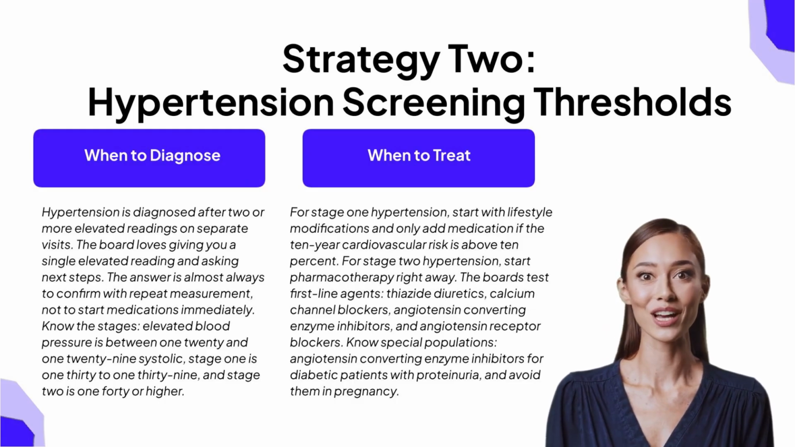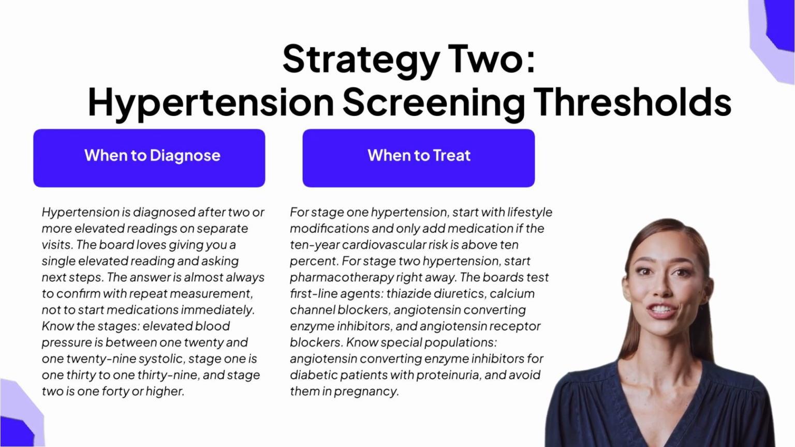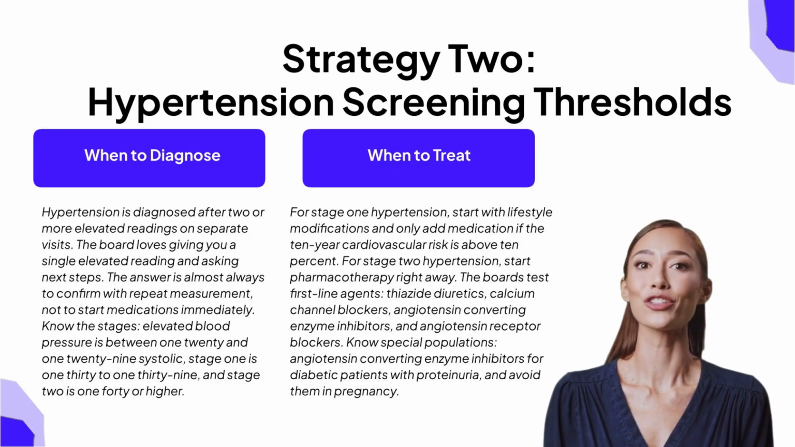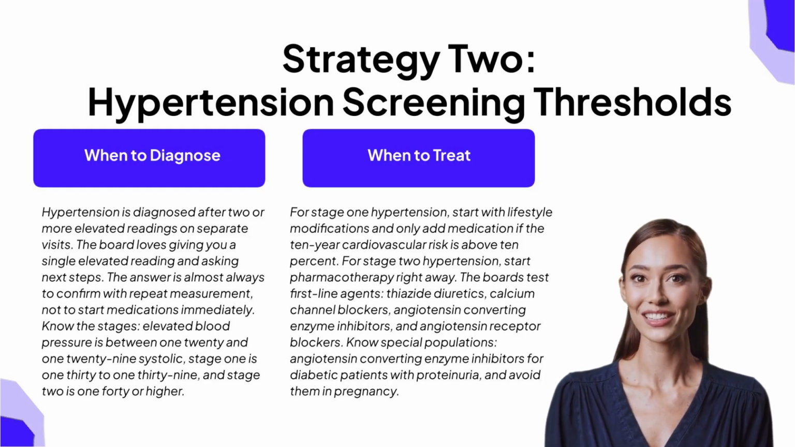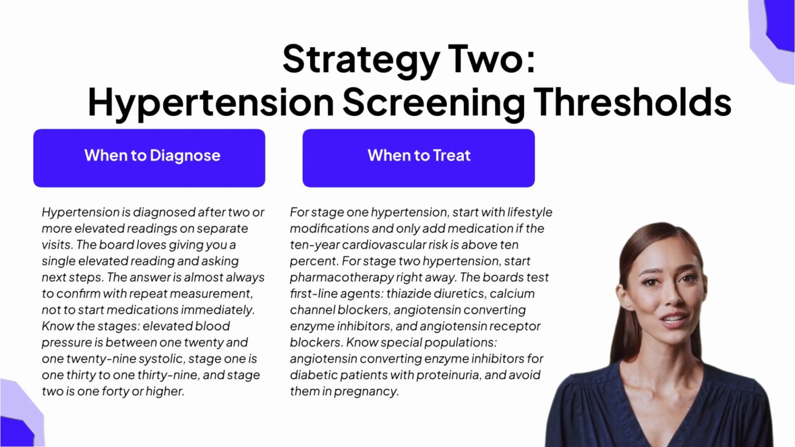Strategy 2 is all about hypertension screening thresholds, because the boards test this in many different ways. First, remember that hypertension must be confirmed on 2 or more separate visits. If a question gives you just one elevated reading, the answer is usually to repeat the measurement, not to jump to medications. Know the blood pressure stages. Elevated is between 120 and 129 systolic. Stage 1 is 130 to 139 over 80 to 89, and stage 2 is 140 or higher over 90 or higher.